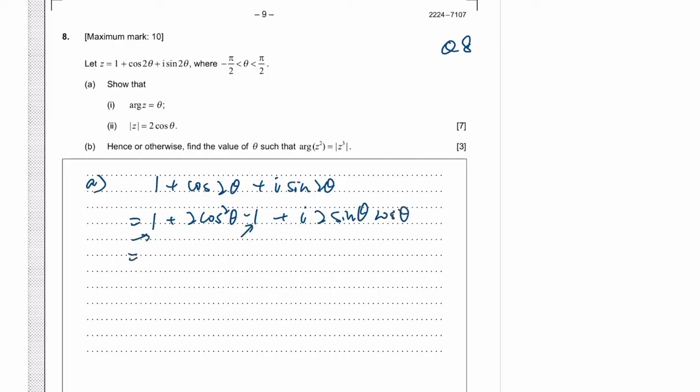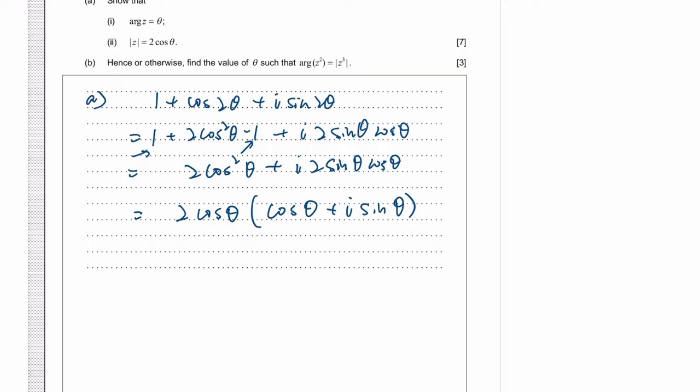So the key is this is 1 minus 1, so it cancels out. And then we simply factor out the common factors. Then we have cosine theta plus i sine theta. Right, the trick is that now this is something in polar form. This would be the r, and this is the cosine theta plus i sine theta part, which means we're done, because this would be the modulus.